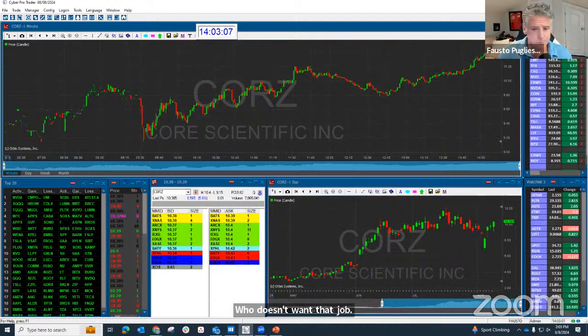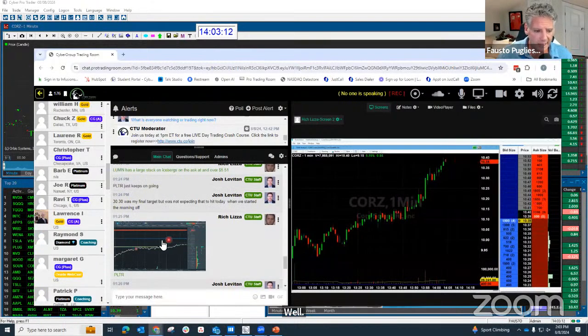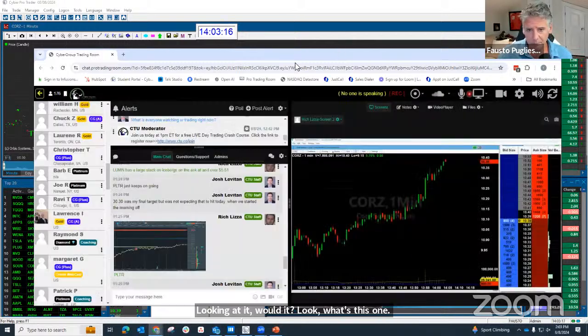Well, you can see all the traders in here. They're all in there looking at it. What's this one? That's the one that's that other PLTR. So again, a nice rally in the market.